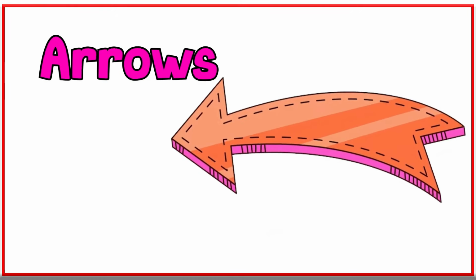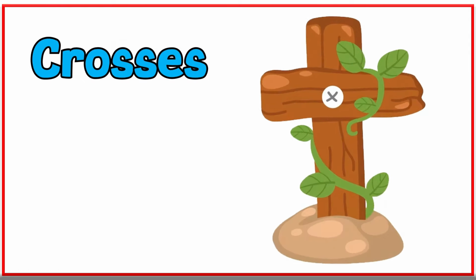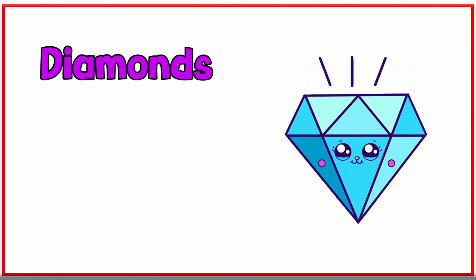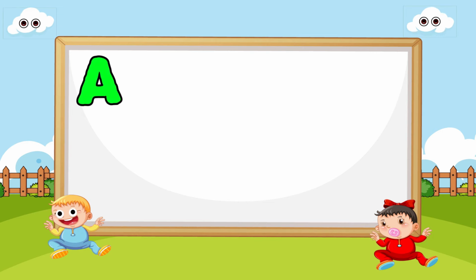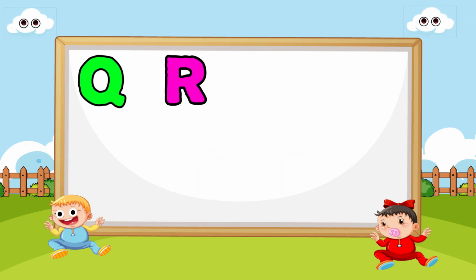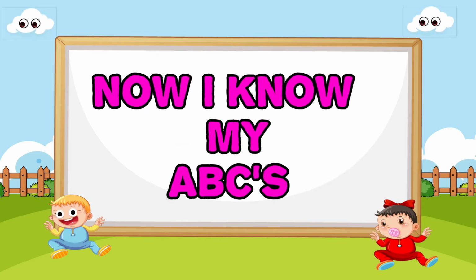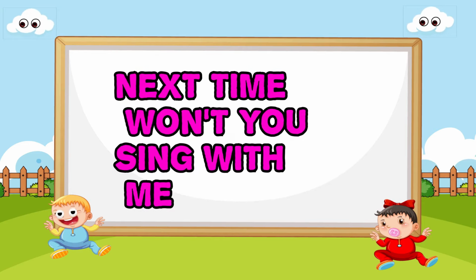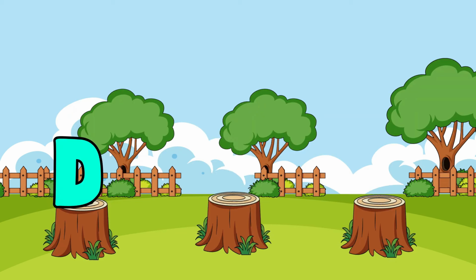Arrows, crescents, cross, diamonds, hearts, star. A, B, C, D, E, F, G.